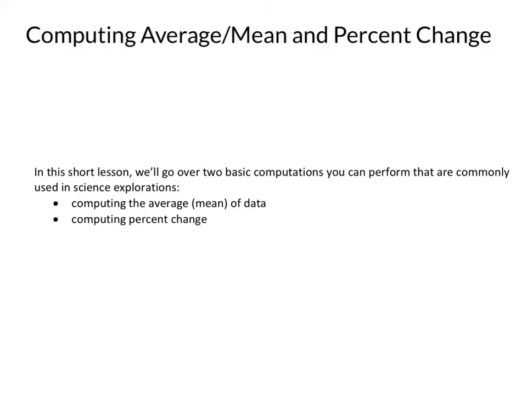So in this short lesson, we're going to go over two basic computations that are commonly used in science explorations. The first is how to compute the average, or the mean, of a group of data. And the second is how to compute the percent change from one value to another value.